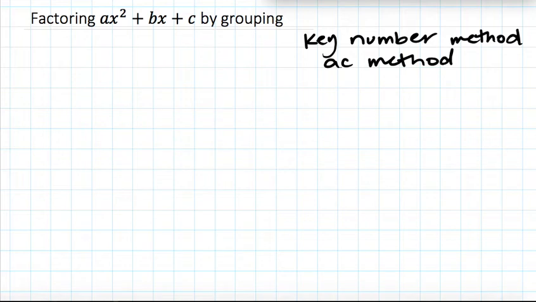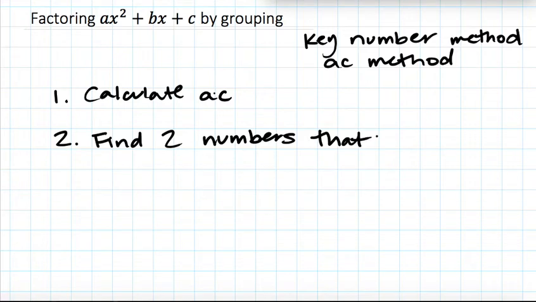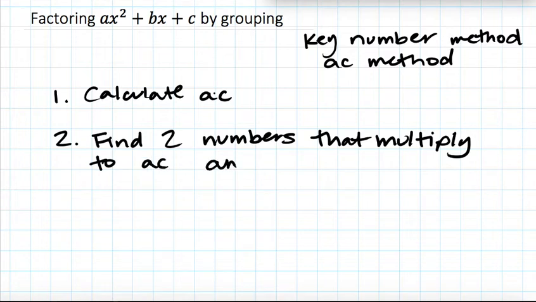So the grouping method, the first step is to calculate A times C. So you're going to multiply the number in front of x squared by the constant, and that's going to give you a number. Second step is to find two numbers that multiply to AC and add to B.